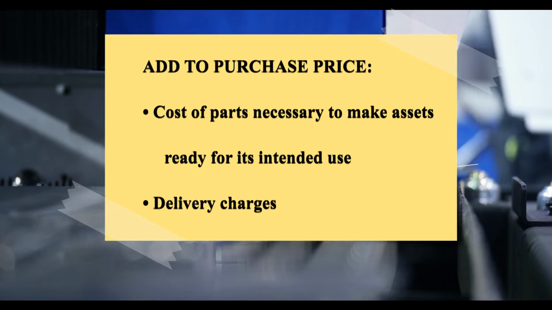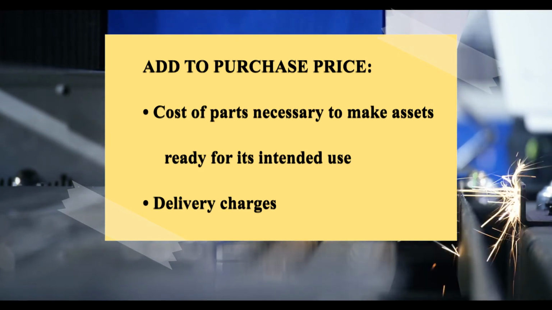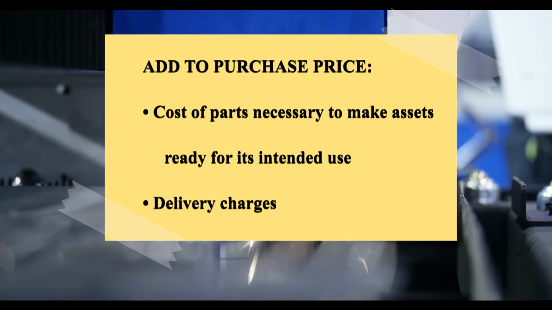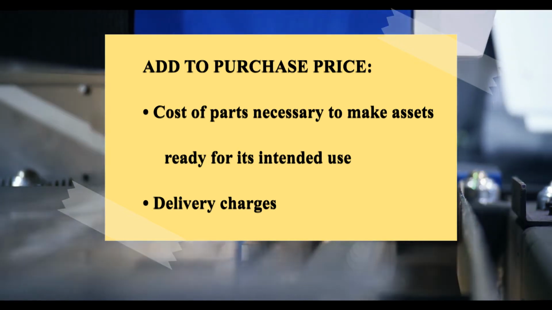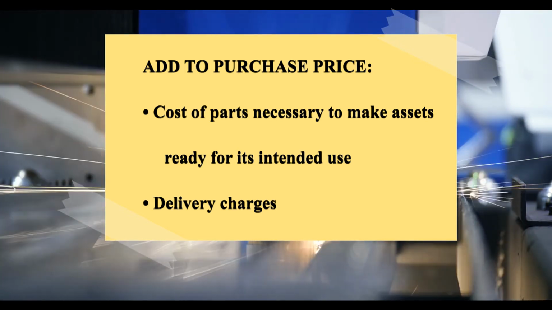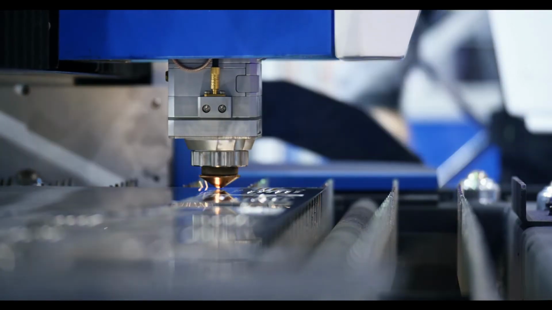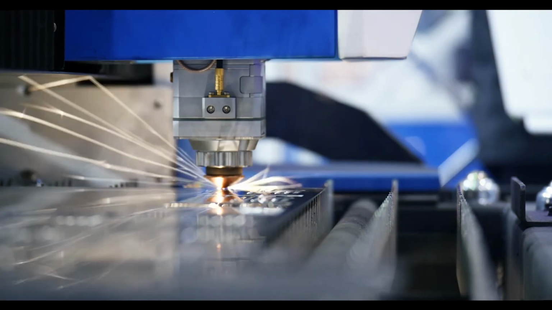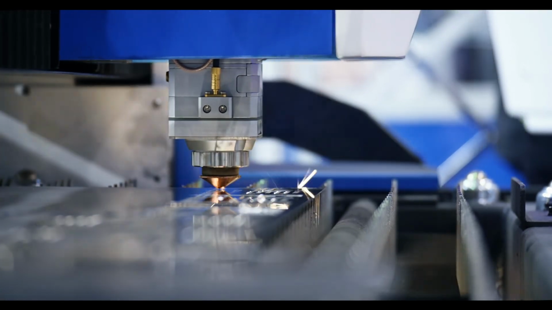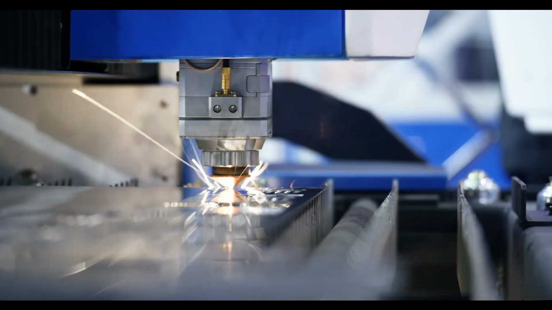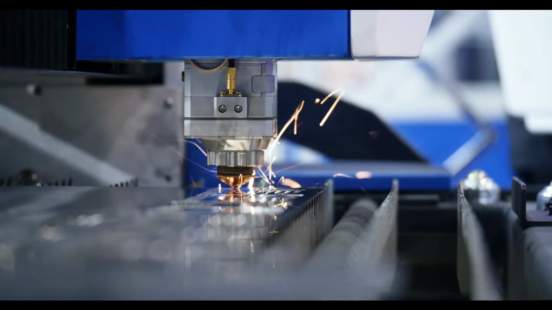If any special parts need to be installed to make the machinery or equipment ready for its intended use, these costs will be included in the price of these assets. If the company pays delivery charges, these costs are also included in the cost of an asset. Insurance and property taxes are expensed in the current period. They are not part of the acquisition cost of an asset.